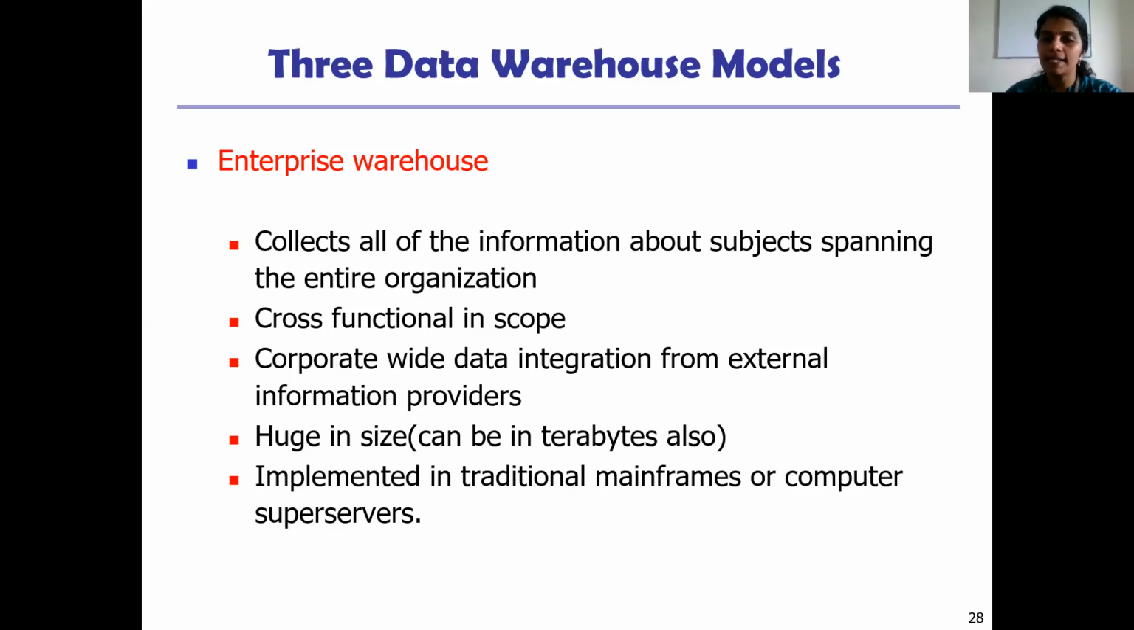Okay, and basically the information stored in the enterprise warehouse will be highly summarized, because we have to store the cross-functional information. We have to store information about the entire organization. We will try to keep it as summarized as possible. Usually it will be implemented in traditional mainframes or computer super servers. So this is about the first data warehouse model, enterprise warehouse.